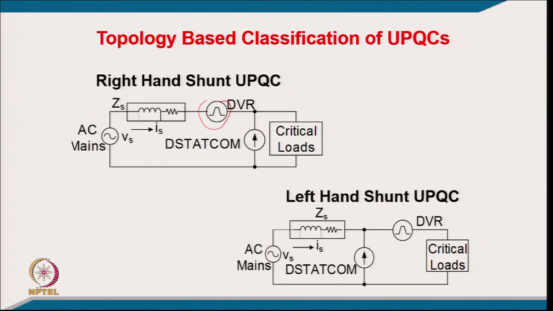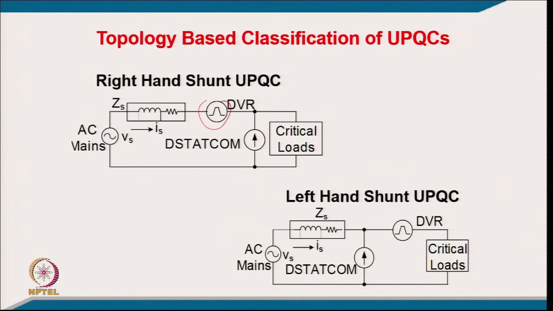The other topology is called left hand, in the sense that the D-STATCOM is on the supply side and the DVR is on the critical load side. This is the topology preferred in transmission systems. These are also called custom power devices, but the FACTS devices came first for transmission systems, where we put a D-STATCOM at the substation and a DVR in series with the line.